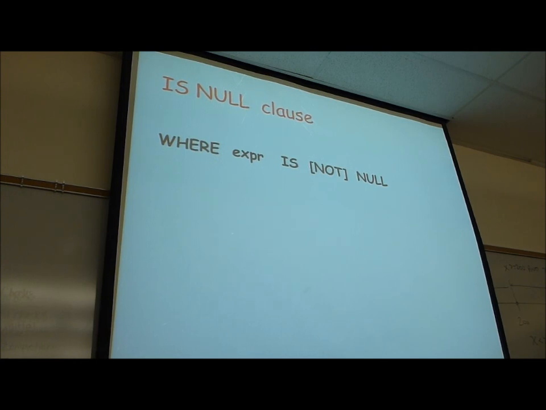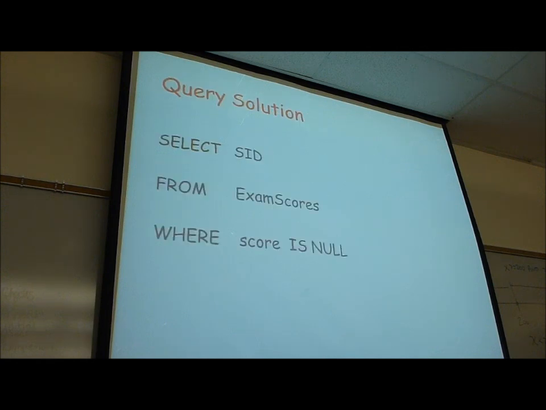The way we work with it, because we can't say "is it equal to null," is that we don't have anything there to compare. It's whether the expression is or is not null. This is the way we're going to know whether we got an entry or no entry. So if I want to see if the student ID from the exam scores took the exam or didn't take the exam, it's where the score is null.